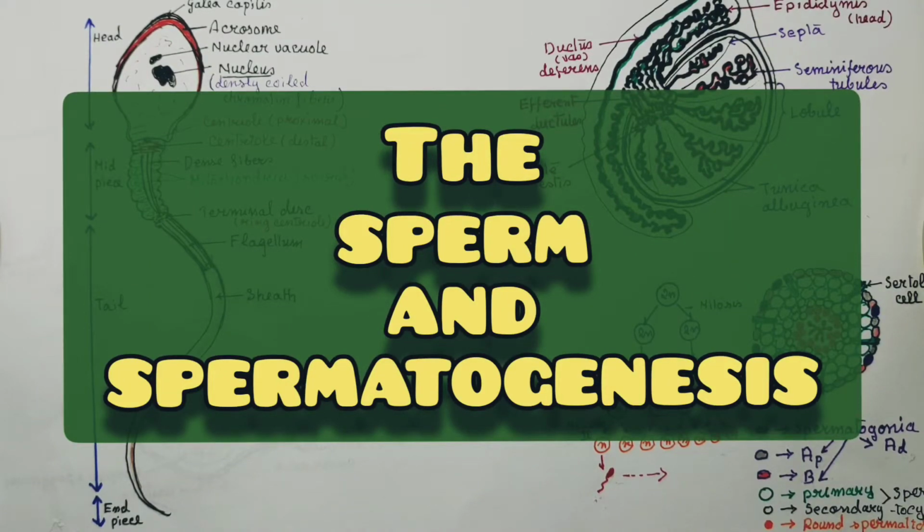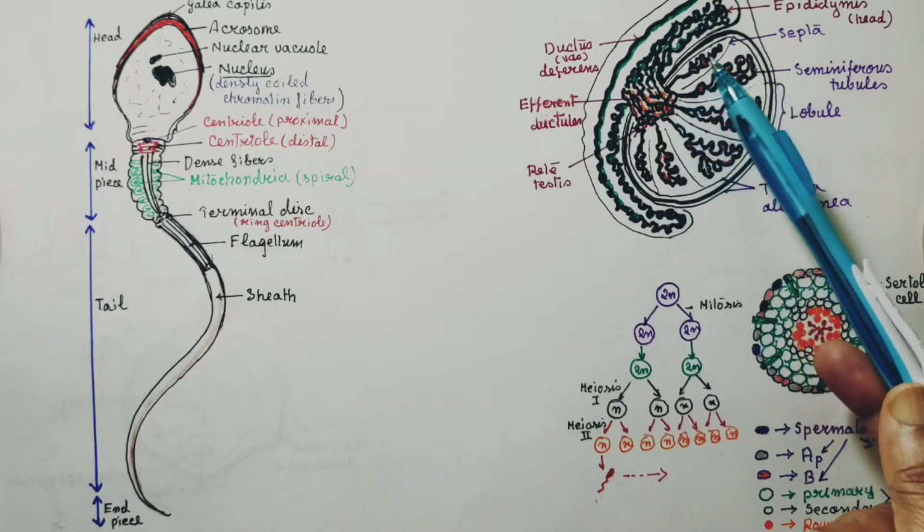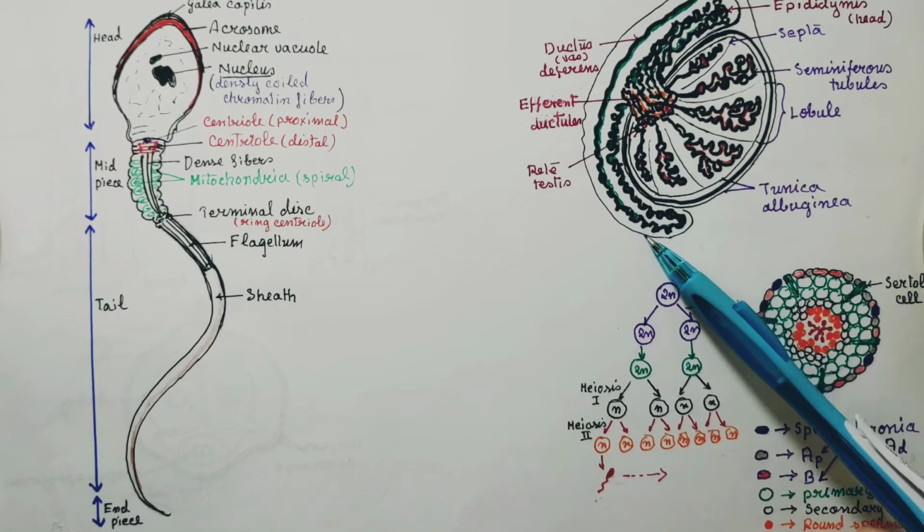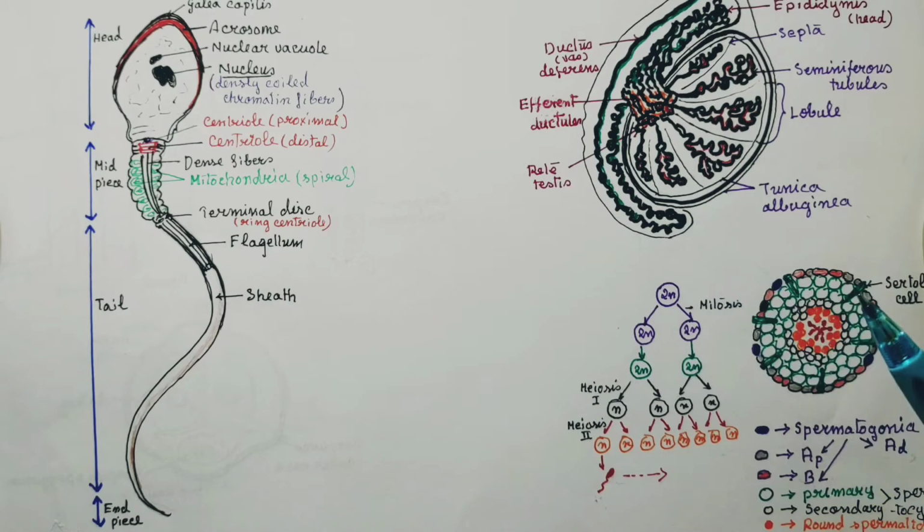Hello everybody. Today's topic is the sperm and spermatogenesis. Spermatogenesis is the process by which haploid spermatozoa or sperm develop from the germ cell in the seminiferous tubules of the testes. Do you remember about the male reproductive system? There we have discussed the testes and the epididymis. This part is the testis and this is the epididymis.